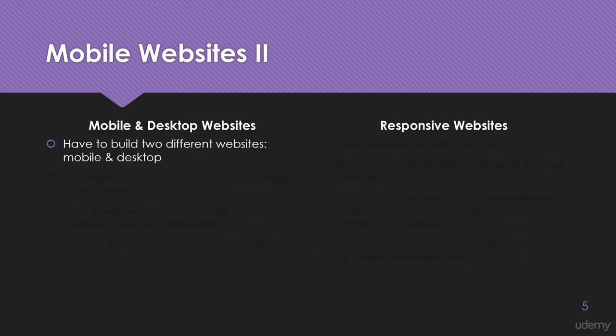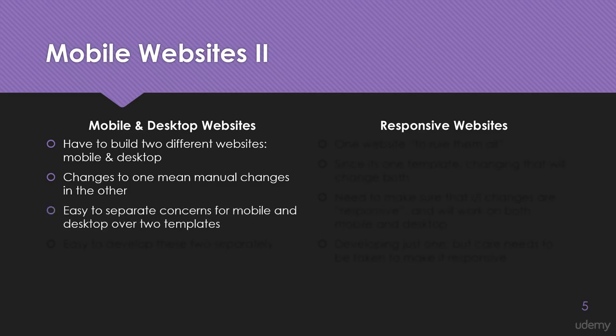So let's talk about building two versions. So in this case, you have to build two different websites, one for mobile and one for desktop. And if you change one, you have to change the other manually as well. The advantage of this is it's very easy to separate concerns. So you can build your desktop website, you can build your mobile website, and you don't have to worry about whether these will overlap or cause problems for each other. And it's easy to develop these two separately.